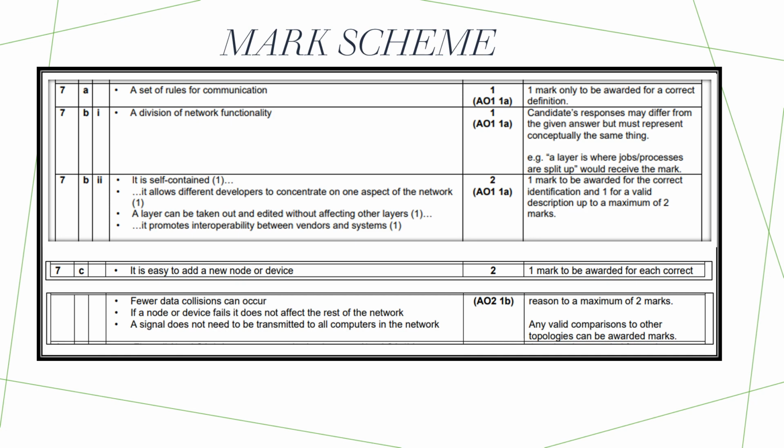For 7b part 2, it says that each layer is self-contained. It allows different developers to concentrate on one aspect of the network. A layer can be taken out and edited without affecting others, or the fact that you can essentially work on things separately from other people.